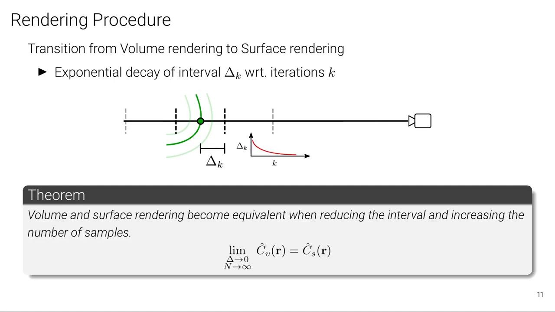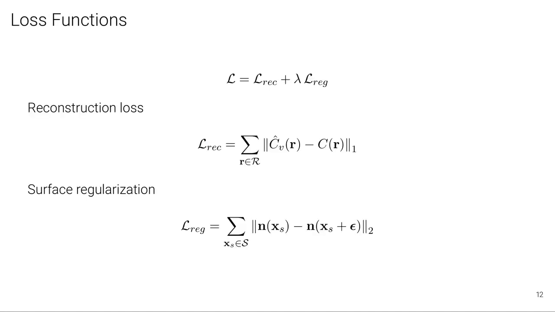With this rendering procedure, we use the best from both rendering techniques. It enables optimization for a defined level set surface without using mask supervision. Our loss function consists of two parts. Our main objective is an L1 reconstruction loss between predicted pixel color values and its corresponding ground truth value. Further, we apply a surface regularization term that acts as a smoothness prior during the optimization. Therefore, we use an L2 distance between the normal of a surface point and a point sampled from its neighborhood. This regularizer allows us to steer for smoothness.